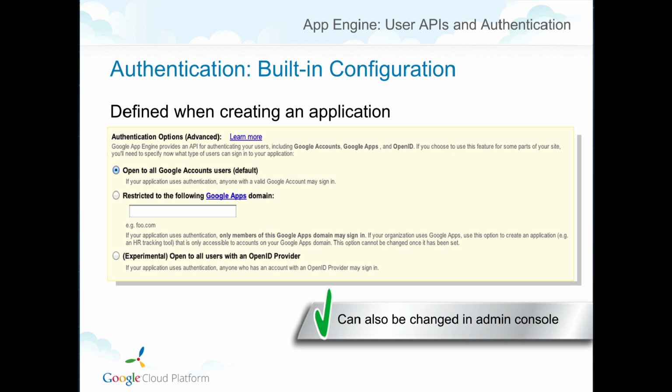We also offer an OpenID provider that's experimental. And what this allows you to do is you can accept a Facebook account or a Yahoo account or any other OpenID provider that we accept. You can, of course, also provide your own OpenID using just code. But we provide a library that makes it a little bit easier to consume. Now, if you do specify restrict to a single Google Apps domain, that can't be changed by yourself through the console. You have to open a support ticket, which, of course, you need a Premier account to do. So if you ever have to change that in the future, you'd have to reach out to us to help you with that.